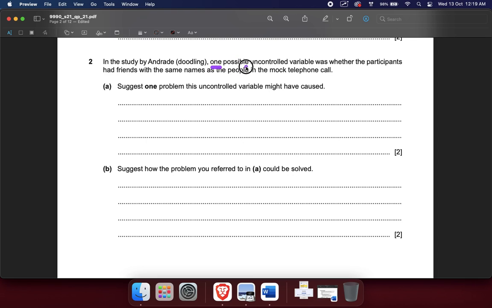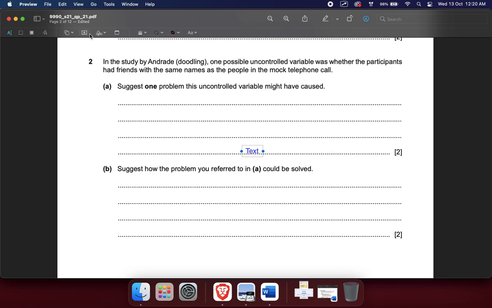Now, one possible uncontrolled variable was whether participants had friends with the same names as people in the mock telephone call. Right? So they're listening to a telephone recording, a mock telephone recording, and what if I hear a name of someone in the recording who's also one of my best friends, right? So one of my best friends, for example, his name is Han, right? H-A-N, Han. What if in the telephone recording, I also heard the name of someone named Han, right? Now, what might be the problem? What might be the problem that this causes? It's a 2-mark question, so I need to give a problem, plus I need to give some detail, right, to explain it and link it to the study.